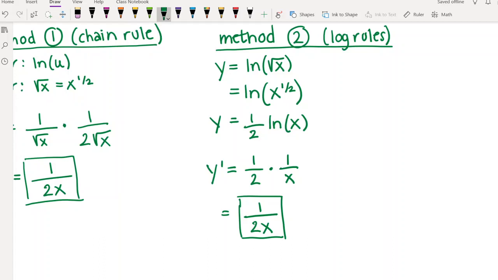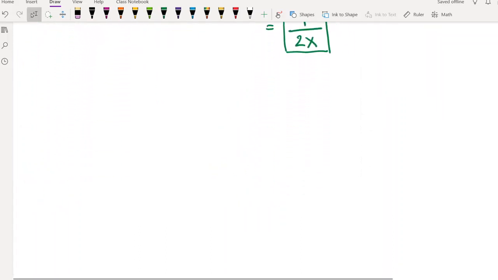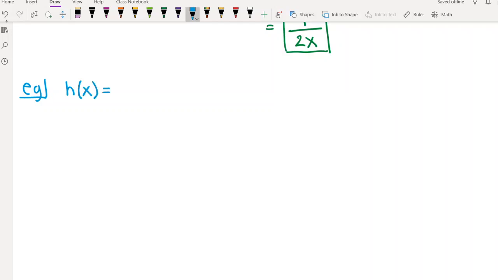Okay, so we're going to look at two more examples. So first one is going to be h of x is equal to ln of 5x times cosine of x squared.